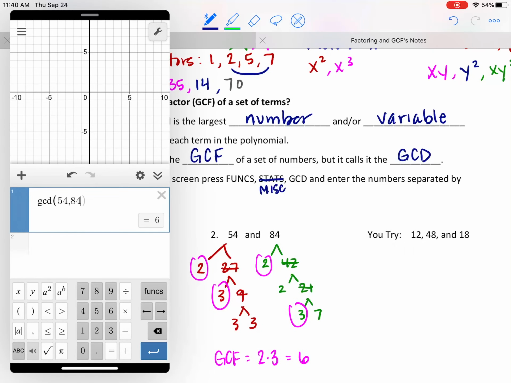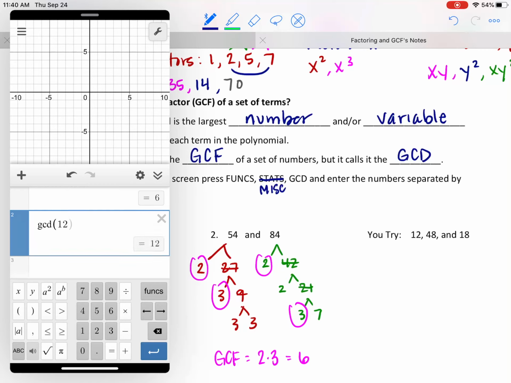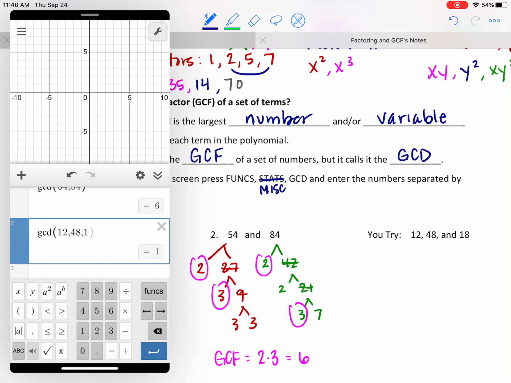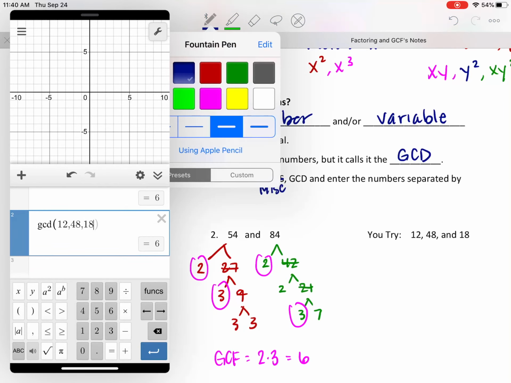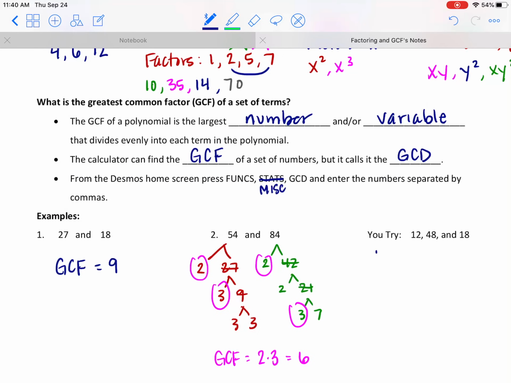So now we could use that again for this last one. If you wanted to make factor trees, you absolutely could, but hopefully now you can just use some technology to find the GCD. So again, let's go to Functions, Miscellaneous, GCD. What's the greatest common divisor, greatest common factor for 12 and 48 and 18? It's again 6. So in Desmos, we did this one. We did Desmos again to get a GCF of 6.